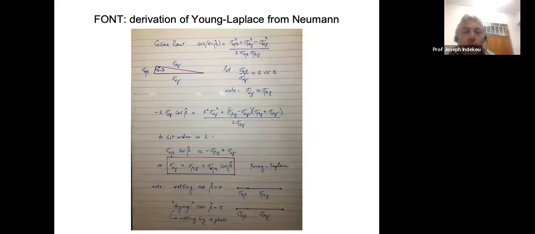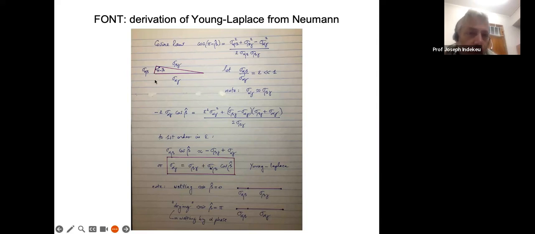So good. So let's derive the so-called Young-Laplace equation of 1805 from the Neumann triangle concept. If we use the cosine law, we know that the cosine of pi minus beta hat, where pi minus beta hat is this angle here, equals this combination of interfacial tensions.